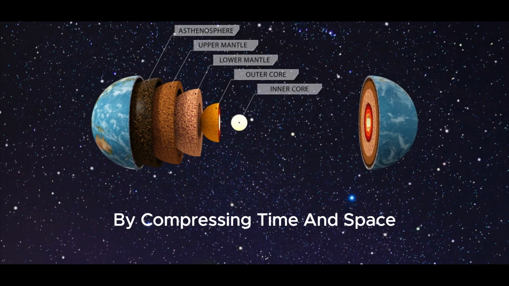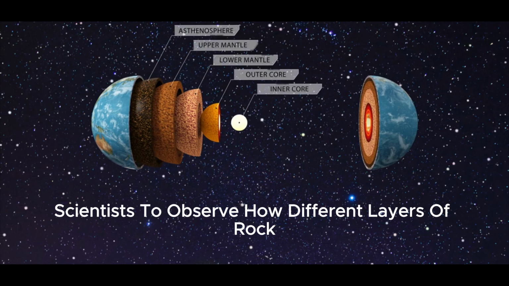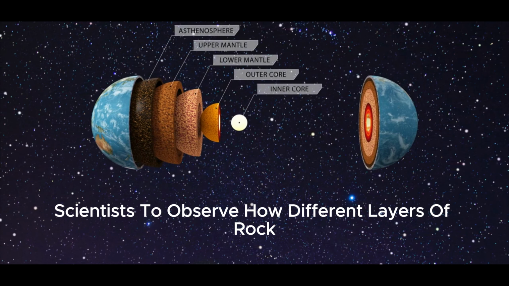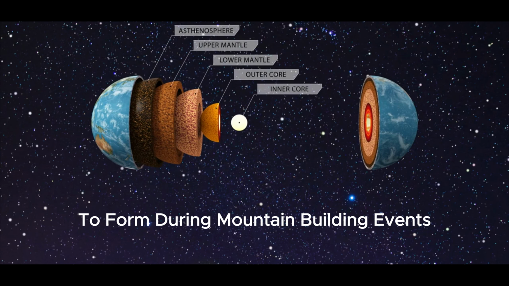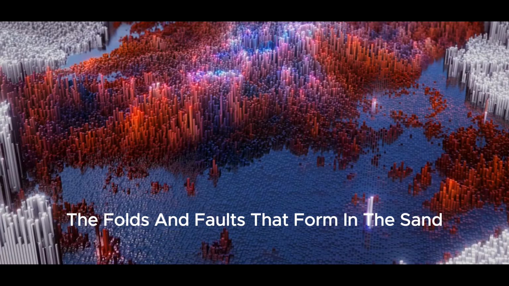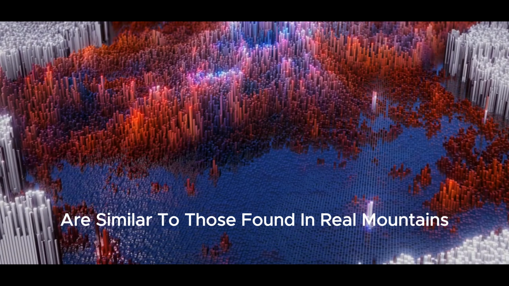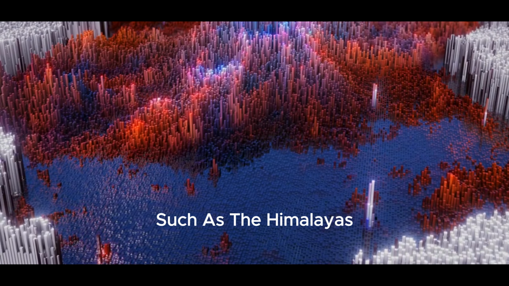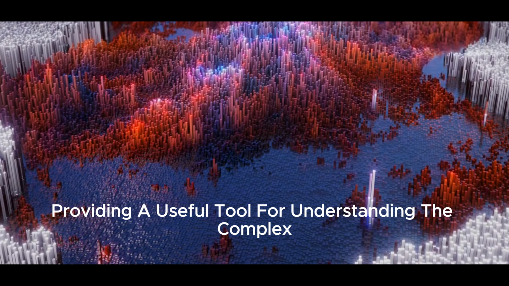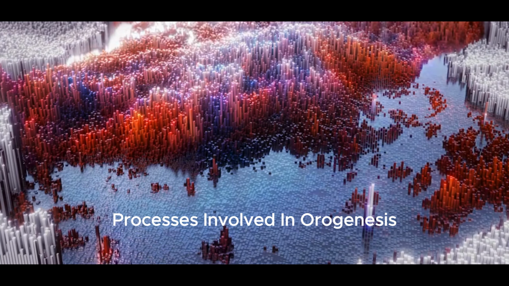By compressing time and space, the model allows scientists to observe how different layers of rock deform during mountain building events. The folds and faults that form in the sand are similar to those found in real mountains, such as the Himalayas, providing a useful tool for understanding the complex processes involved in orogenesis.